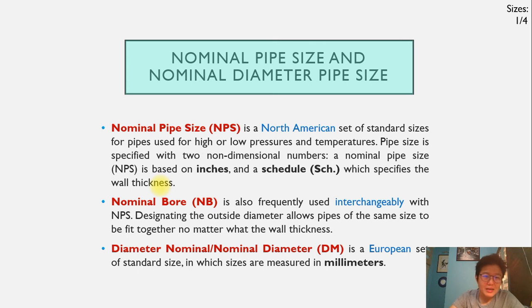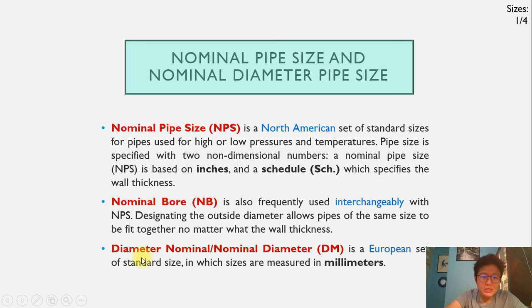Alright. And there's another system called the nominal bore, NB, and this is normally used interchangeably with NPS, okay? In this system, designating the outside diameter allows pipes of the same size to be fitted together no matter what the wall thickness is. So for the NB system, they tell you the outside diameter, and we just discussed it. It makes life easier for contractors to find the fittings and all, okay?